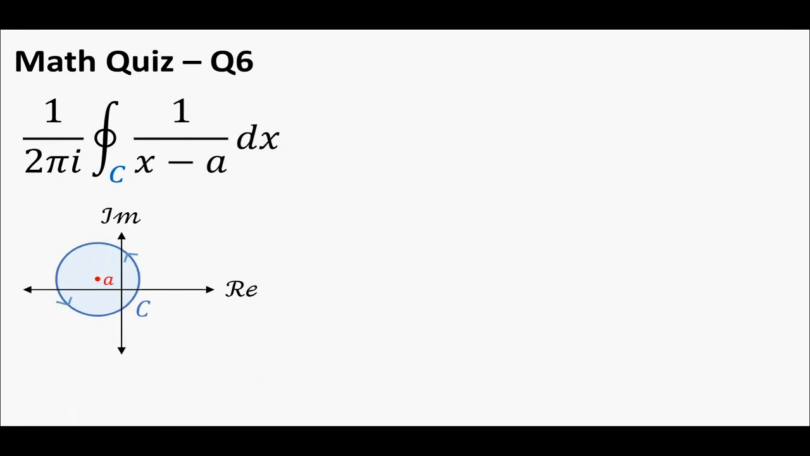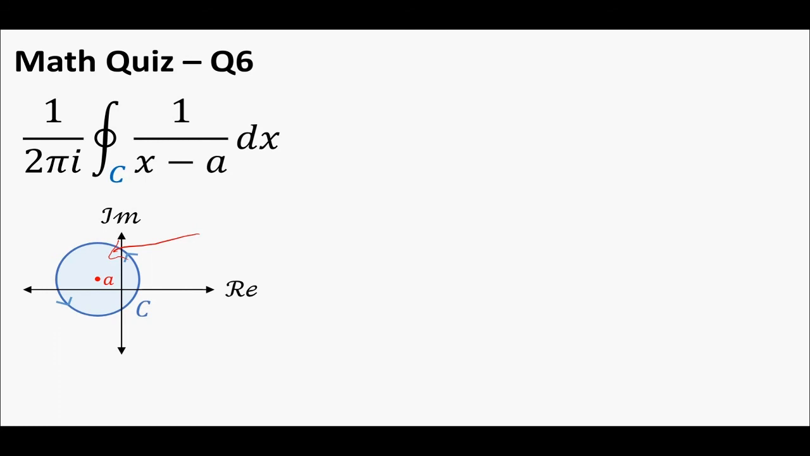Okay, number 6. Oh, we got something else here. We got 1 over x minus a. And it looks like our contour shifted to go around the a, as you can see here.